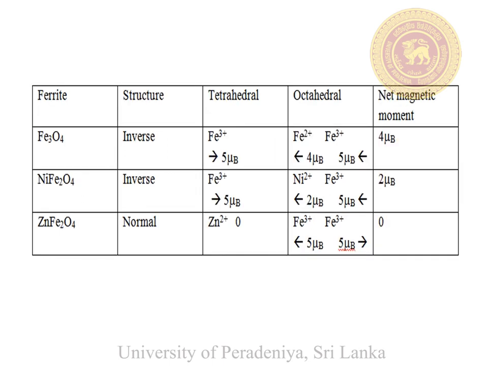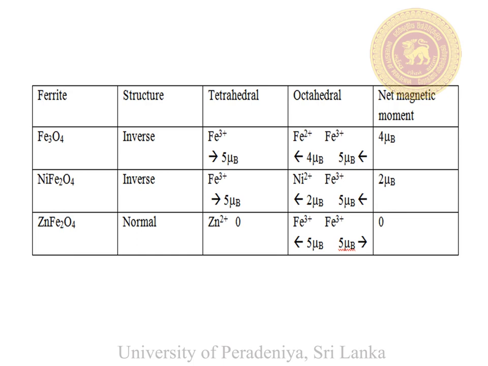In this table, you can see how we calculate the net magnetic moment. In Fe3O4, the magnetic moments of Fe3+ ions are in opposite directions, so they cancel each other. Only the magnetic moment of Fe2+ contributes to the magnetization. So the net magnetic moment is 4 mu B.